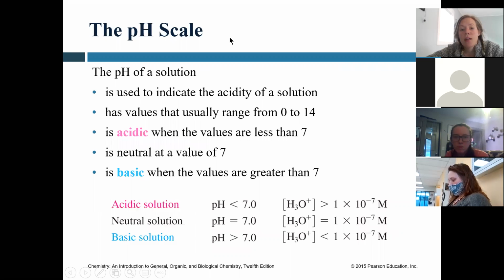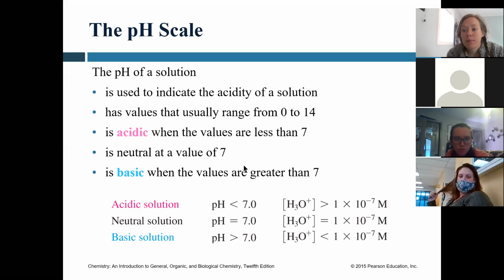So as far as the pH scale is concerned, it tells you how much acid you have. The values usually range from 0 to 14. You can have negative values, but you won't see that very often. So 0 to 14. It's acidic when the value is less than 7. It's neutral when the value is exactly 7. And it's basic when the value is greater than 7. So usually water has a pH of 7.